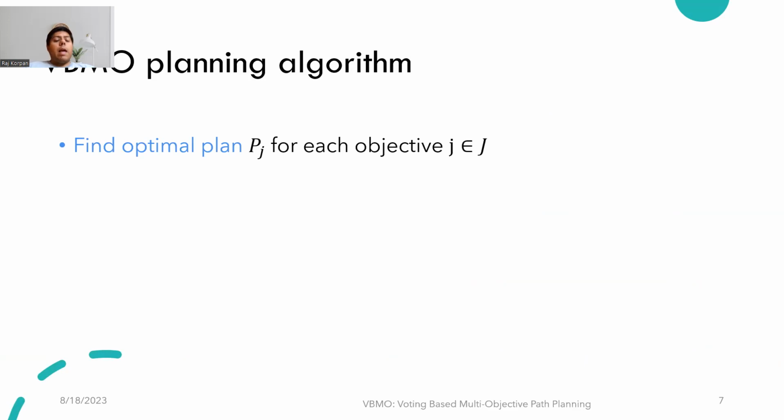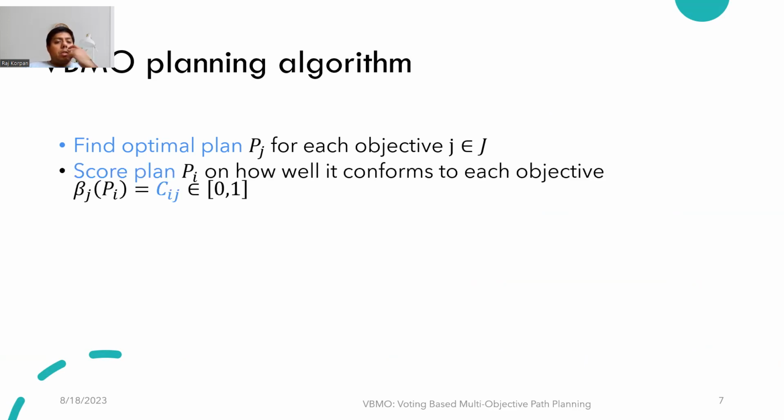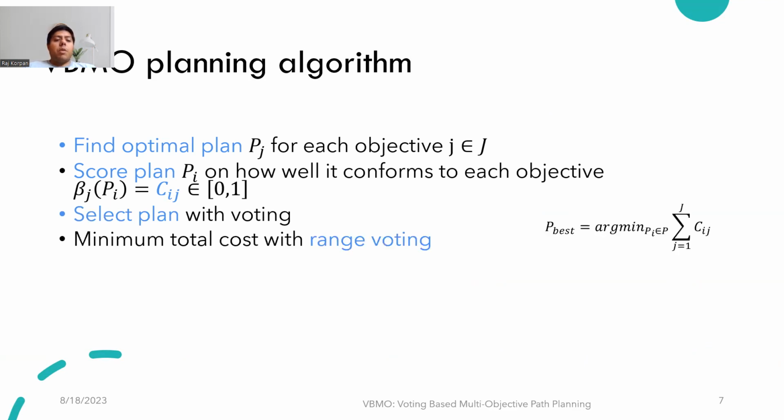Now, VBMO's algorithm first starts by finding an optimal plan, PJ, for each objective J. It then scores that plan on how well it conforms to each of the other objectives. These scores are in the range of 0 to 1. And it selects the plan with voting.